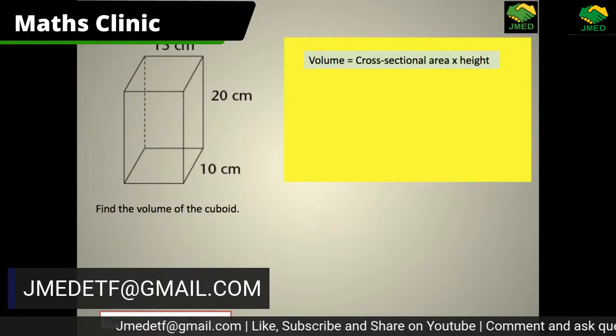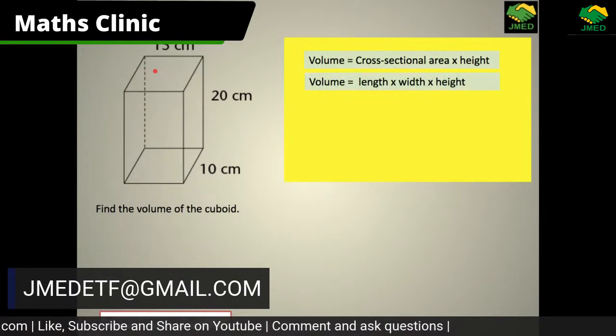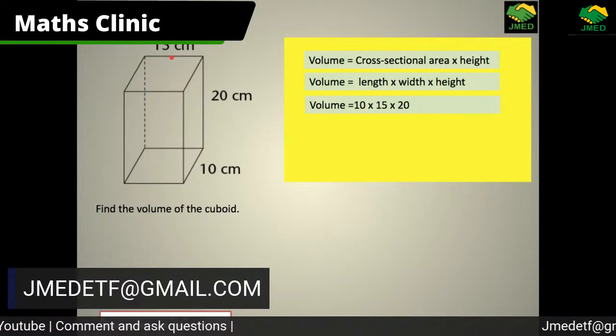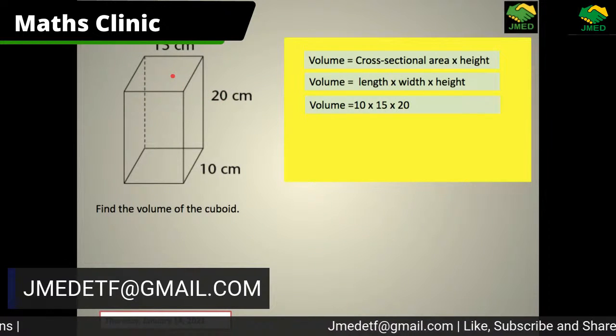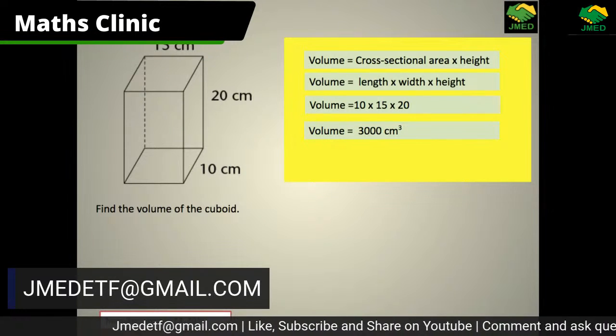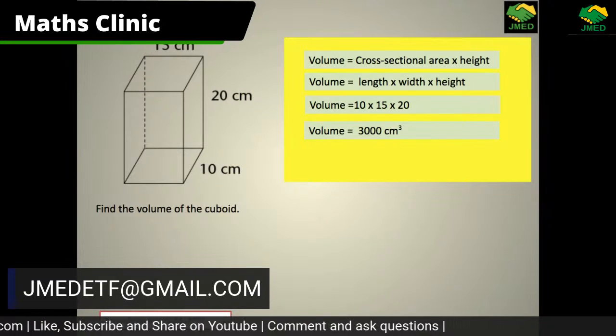Again, we're going to choose a cross-section. Length times width times height, which is more the standard formula. And then we just do 10 times 15 times 20. So in this sense, for a cuboid, just multiply the 3 numbers. Nothing to worry about. Simple multiplication. And that means 3,000 centimeter cubes would fit inside.